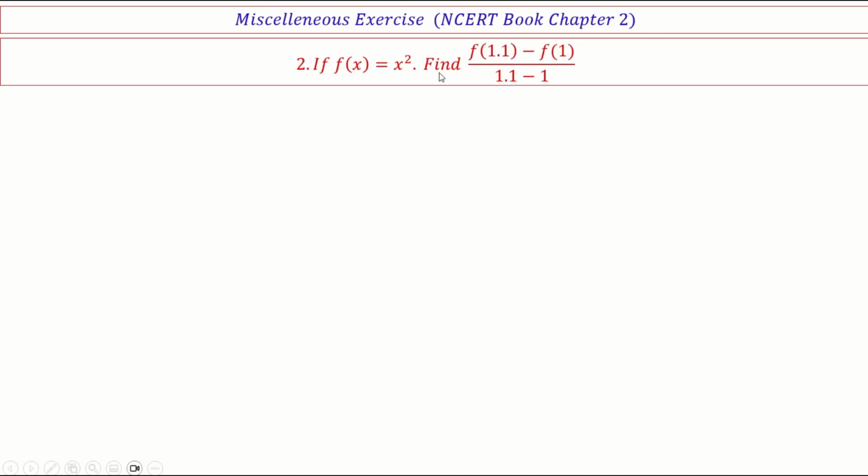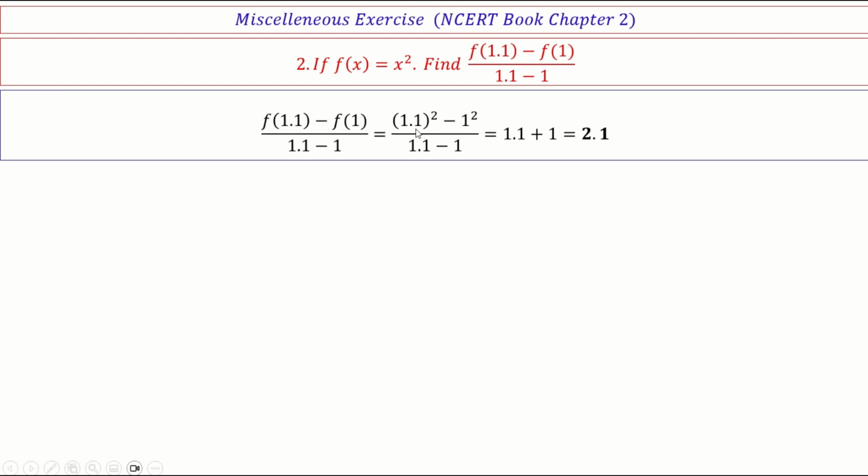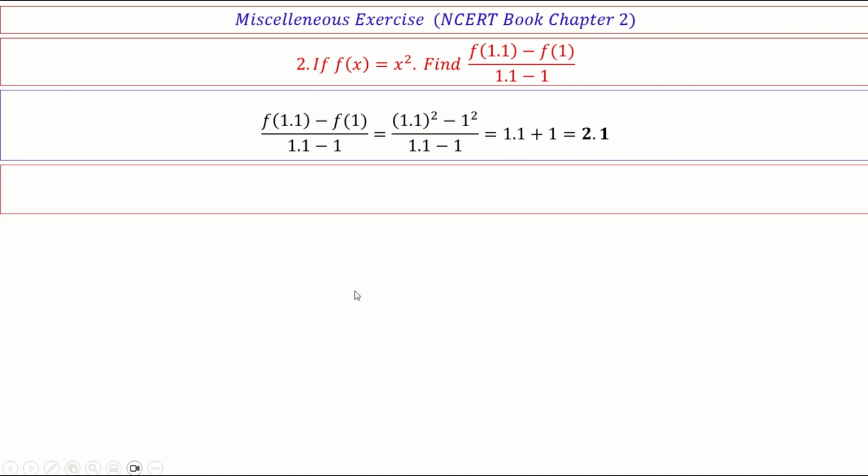Next. If f of x equal to x square, find f of 1.1 minus f of 1 by 1.1 minus 1. Yeah, simple substitution. The only thing is once you get 1.1 square minus 1 square, you can write this as a square minus b square, which is a plus b into a minus b. So you will get 1.1 plus 1 as the answer, which is 2.1.